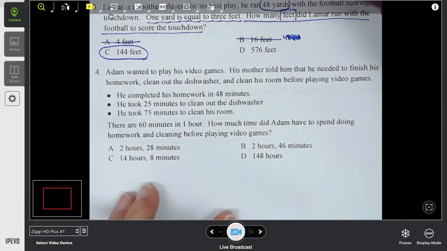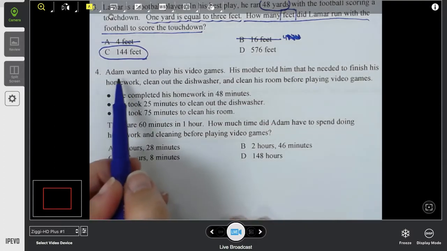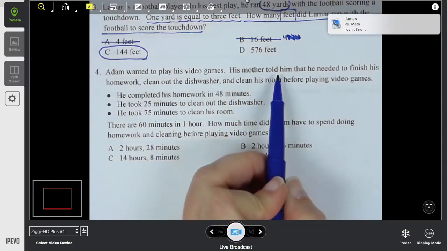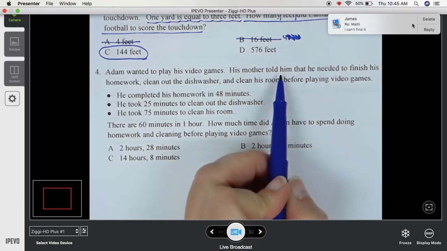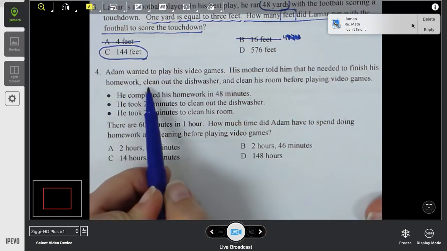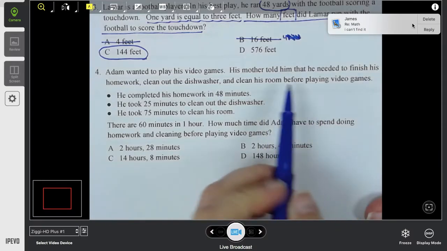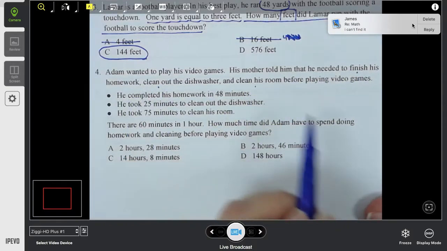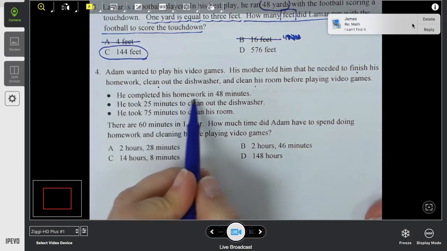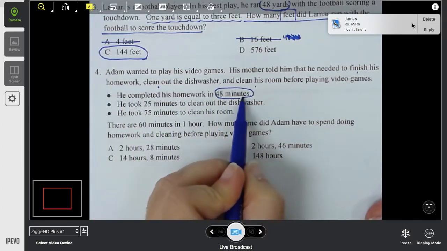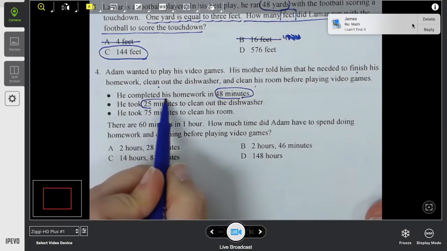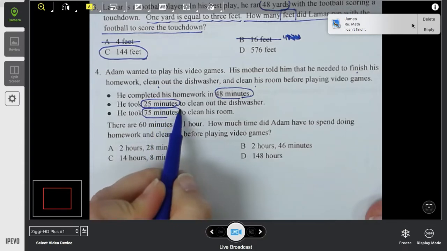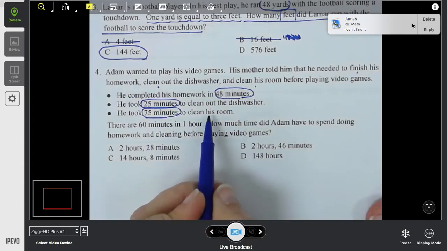This looks like a long problem. Let's tear it apart. Adam wanted to play his video games. His mother told him that he needed to finish his homework, clean out the dishwasher, and clean his room. So he had 3 things to do. He completed his homework in 48 minutes. He took 25 minutes to clean the dishwasher. He took 75 minutes to clean his room. Must have been a messy room.